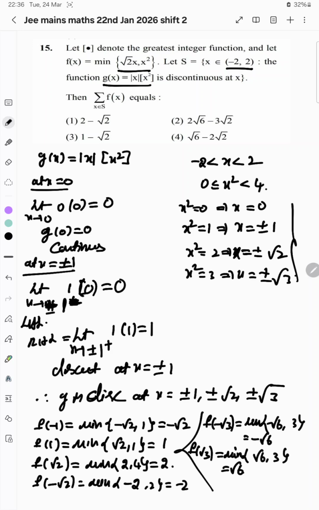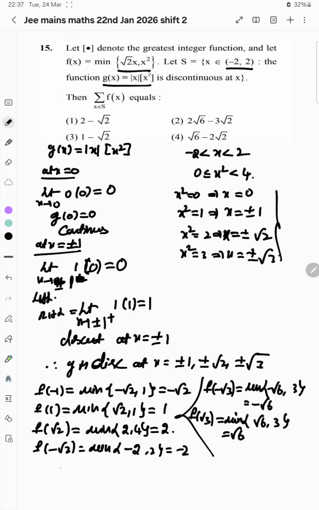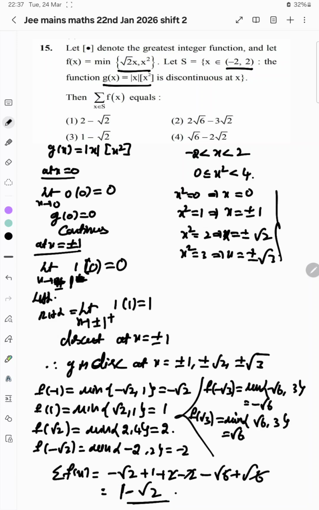Now we have to add all these values. So sigma f of x is finally minus root 2 plus 1 plus 2 minus 2 minus root 6 plus root 6. All cancellations are possible, and we get the answer 1 minus root 2. So our option is 3.